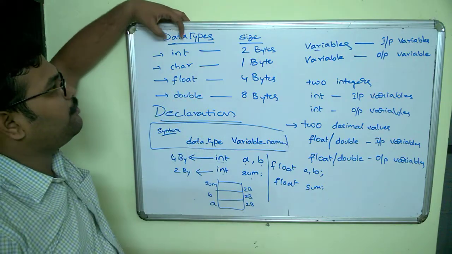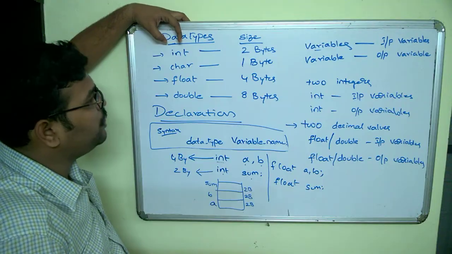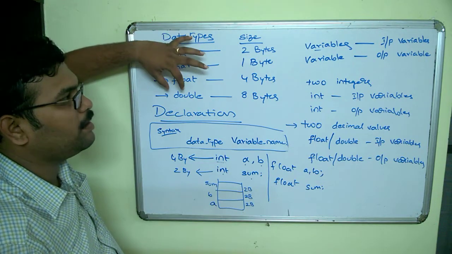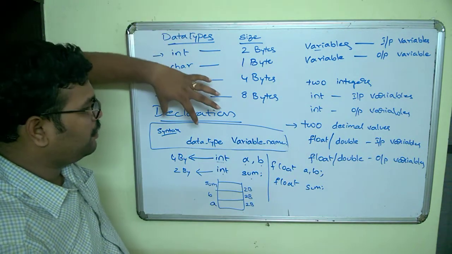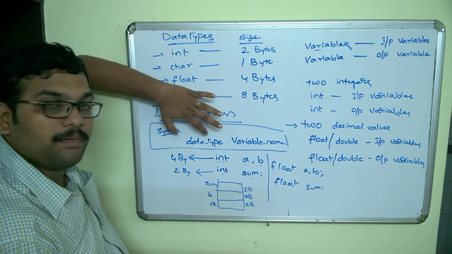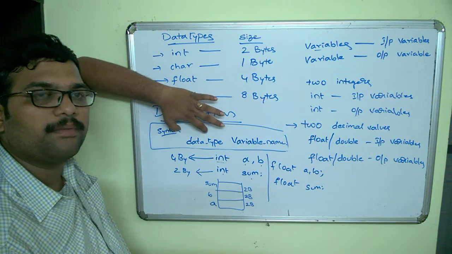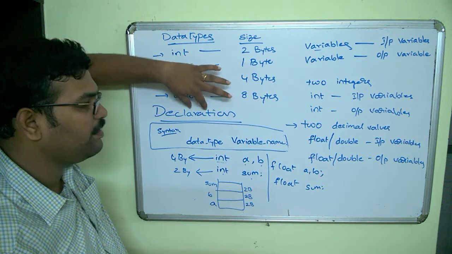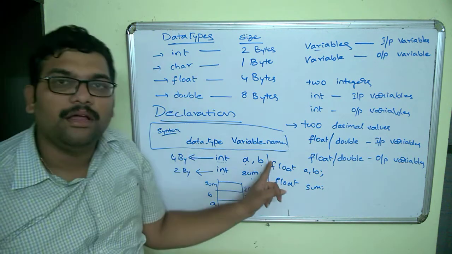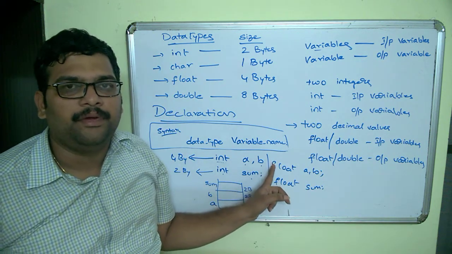So we have learned four fundamental data types: integer, character, float and double. These variables must be declared before using them in the program. This is the syntax for declaring a variable: data type followed by the variable name.